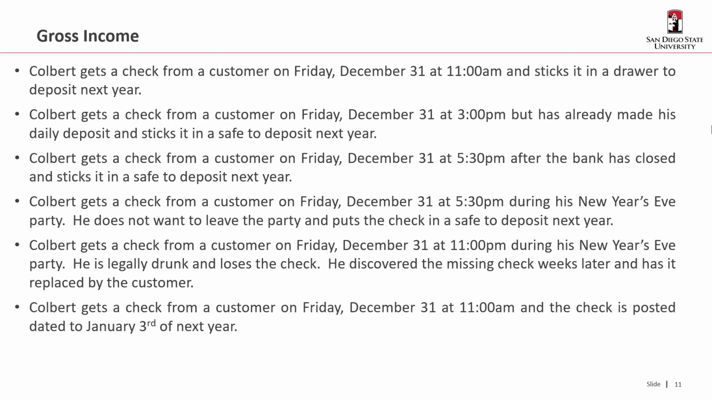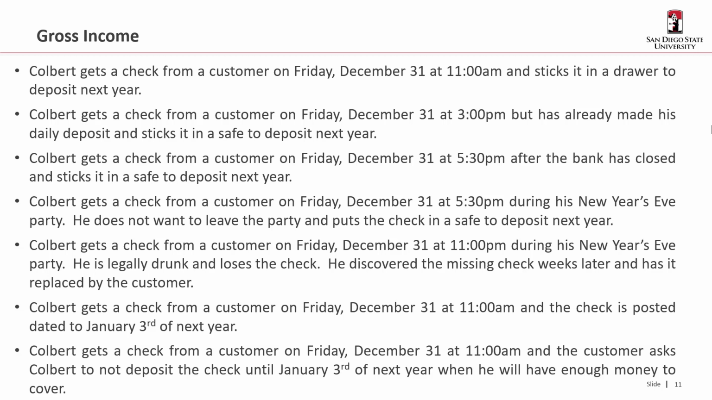Colbert gets a check from a customer on Friday, December 31st at 11 a.m. And the check is post-dated to January 3rd of next year. So this, I think, if you look in the book, there's a homework question on this. And I've already discussed it with the authors. They're wrong. A post-dated check is no longer considered a substantial limitation, and as a result, generally is constructive receipt. So, of course, the person doesn't want them to cash the check until January 3rd, but you can go down to the ATM and slip it in the ATM, and no one's ever going to know any different.